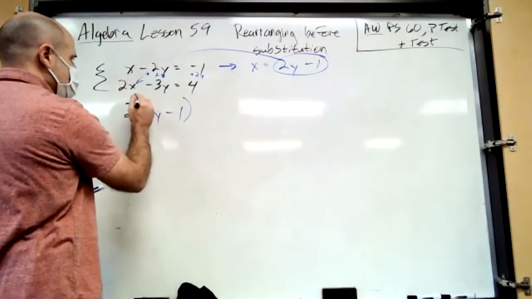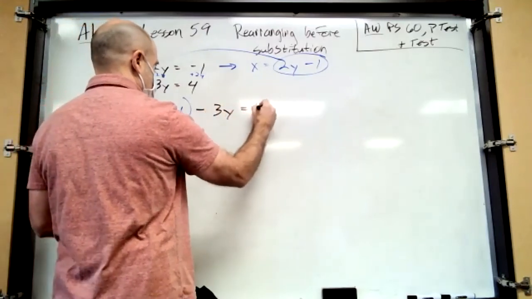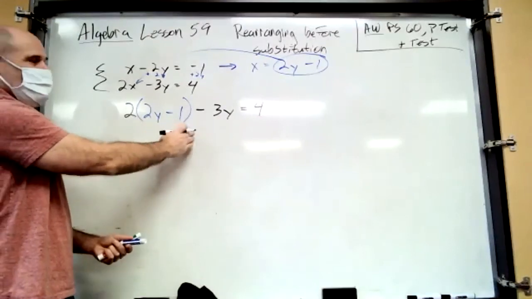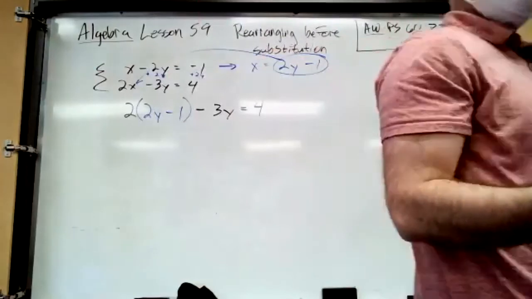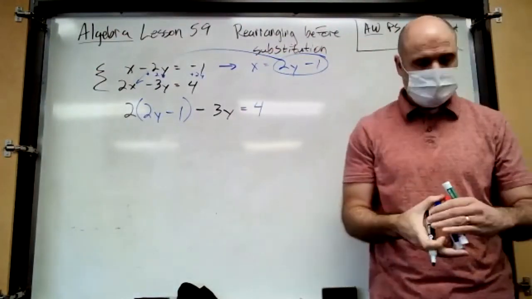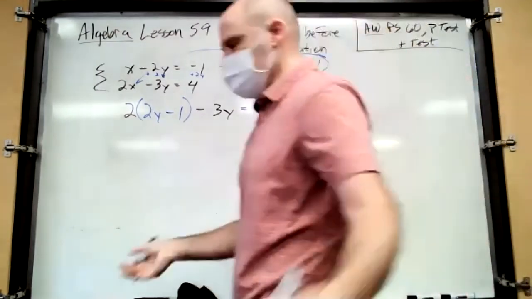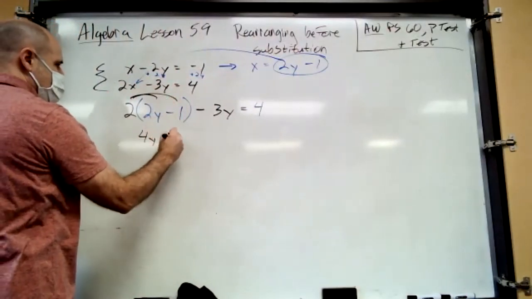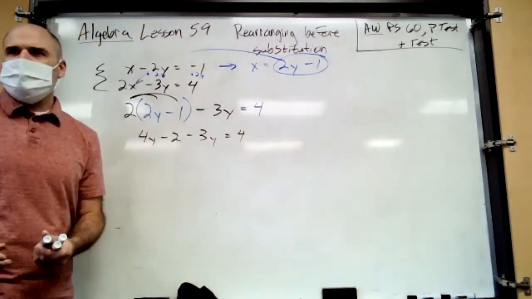Okay, but see, this is just x, so we still have to write out the rest of this equation. So see how this is still 2x minus 3y equals 4? Good? All right, now what? Yeah, get rid of parentheses. Start solving for y here. So let's see, 4y minus 2 minus 3y equals 4. Now what?